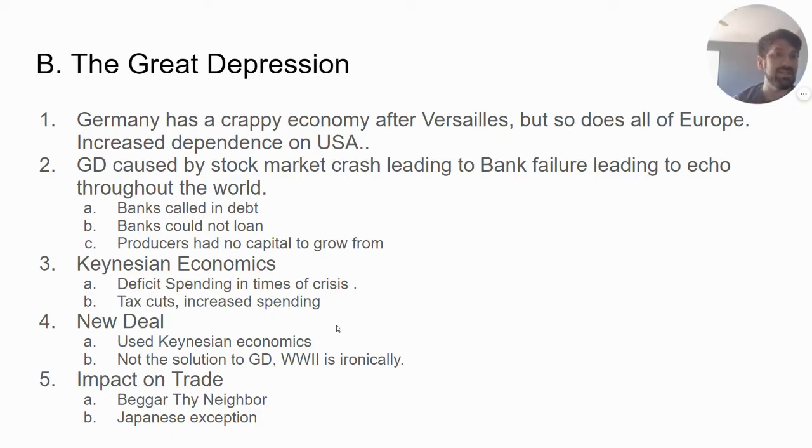What that means is that governments that have trade-based economies were hit even harder, one of them mainly being Japan. So one of the reasons why Japan becomes so radicalized in the 1930s is because of the trade policies. But in general, most exporting-based countries are hurt the most by the Great Depression.